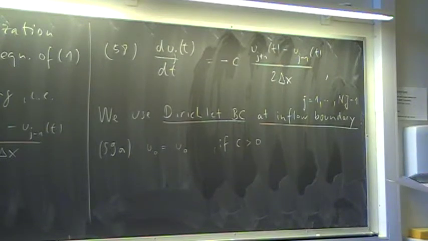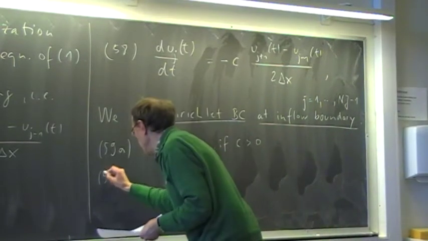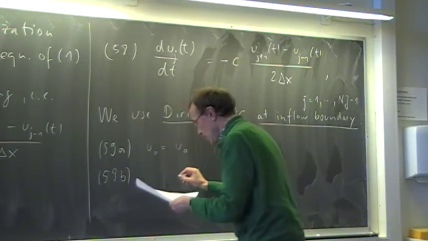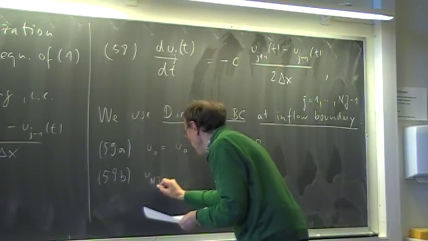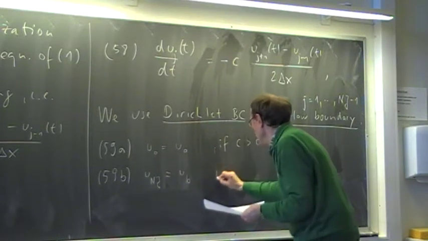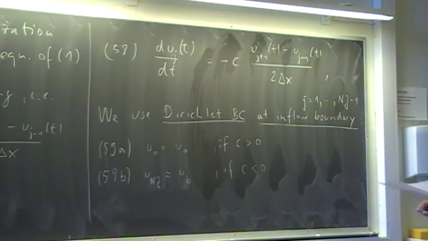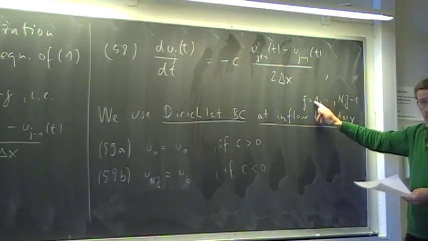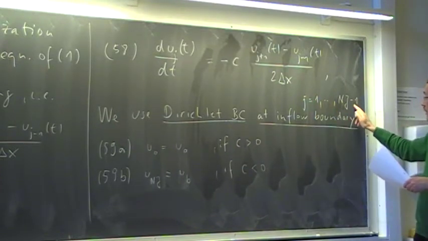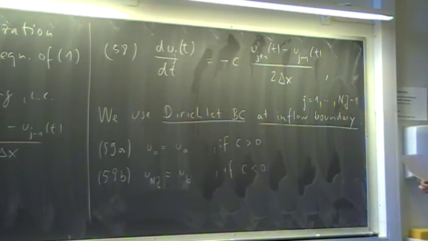If we have propagation from right to left, that is what you studied in the last exercise, then we have to give a boundary condition at the right. So then we would give a boundary condition at Nj. It would be then the UB, the right boundary, if c is negative. So that would be the inflow boundary. Then we have taken into account j equals 0 if c is positive, and j equals Nj if c is negative. Now we have to think what to do at the outflow boundary.